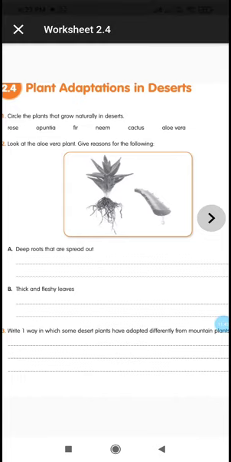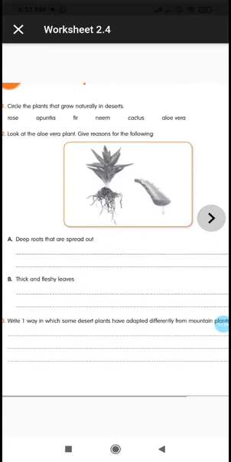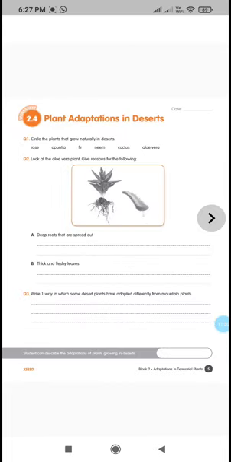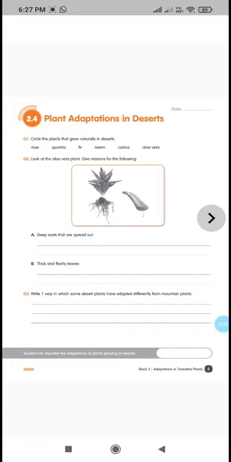Okay. Next, B bit is thick and fleshy leaves. In which plant can you find thick and fleshy leaves? That is also aloe vera. In desert plants we can find thick and fleshy leaves. Like that you write. And the last question is: write one way in which some desert plants have adapted differently from mountain plants. One adaptation which is very different from the mountain plants.